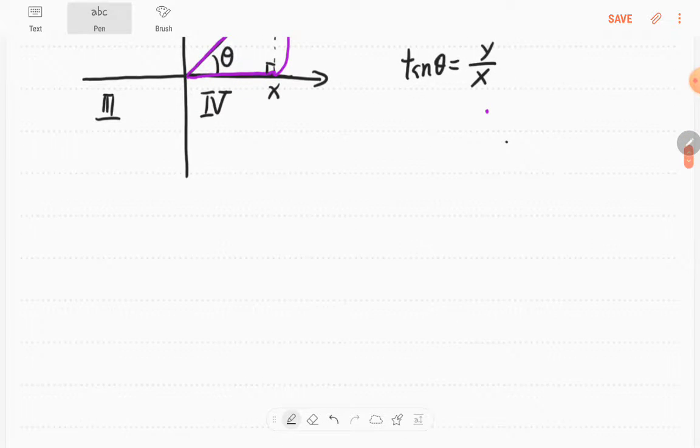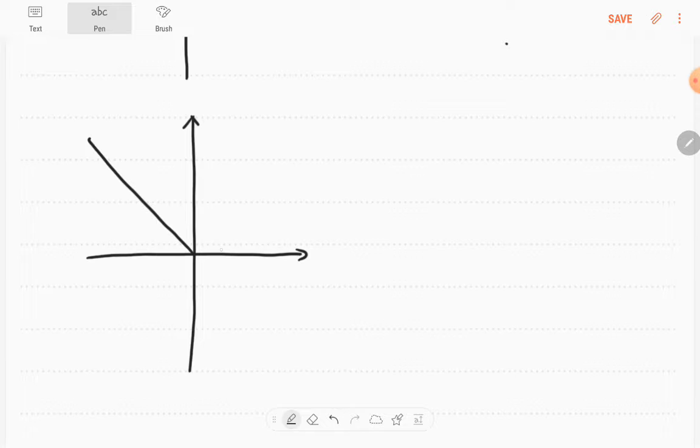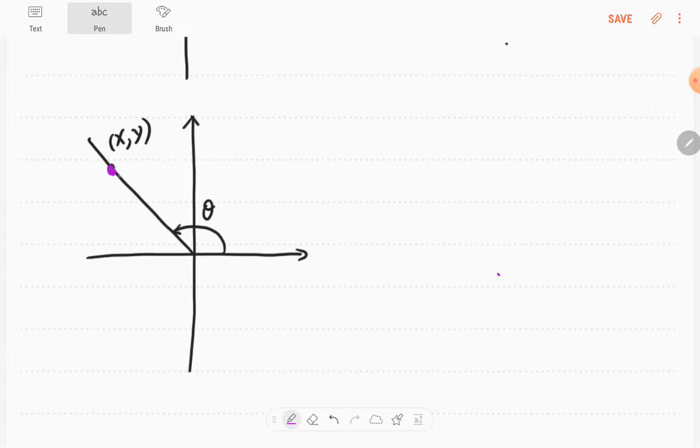Okay. What about the terminal side in other quadrants? For example, in the second quadrant, we still use the same definition. If the terminal side is here, our angle looks like this, right? This is our theta. So this theta is not an acute angle anymore because it's greater than pi over 2. We still pick an arbitrary point x and y. And the distance from the point xy to the origin is called r.